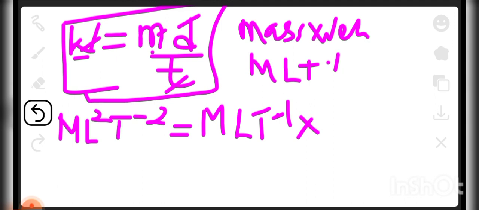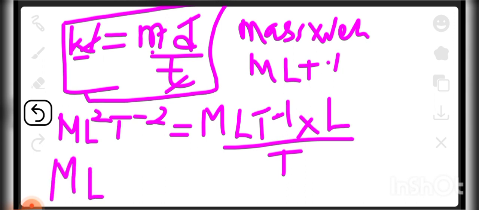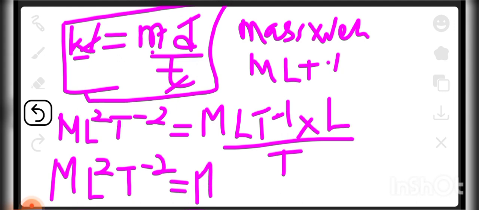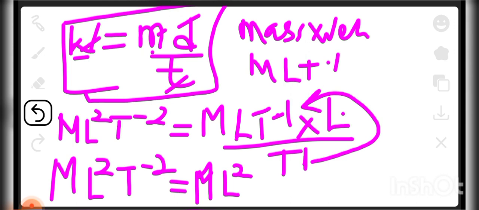What is the dimension for distance? L. Dimension for time is T. So we're going to have ML squared T raised to power minus 2 is equal to, we have M times L, that will give us L squared. Then this is T raised to power 1. Anything that doesn't have a power has a power equal to 1. If this one moves up, we change from plus to minus. We are going to have T raised to power minus 1, minus 1 again.